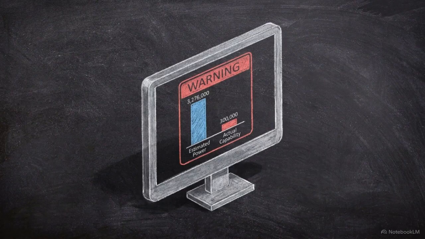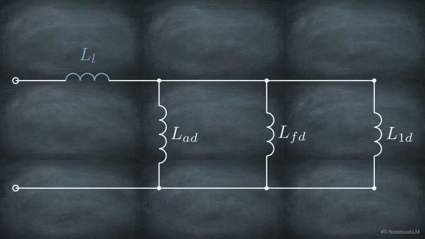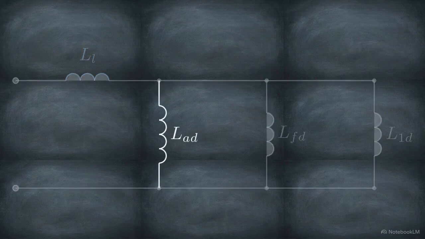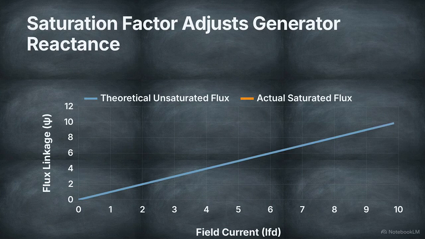Using only the linear assumption in simulation software results in an overestimation of the generator's reactive power capability and its stability margin. To correct the model, engineers must quantify the gap between the theoretical air gap line and the physical saturated results. Standard industry practice assumes leakage flux is unaffected by saturation, so the correction factor is applied to the D-axis mutual inductance. The saturation factor, K sub D, is the ratio of actual saturated flux to theoretical unsaturated flux at a given field current.